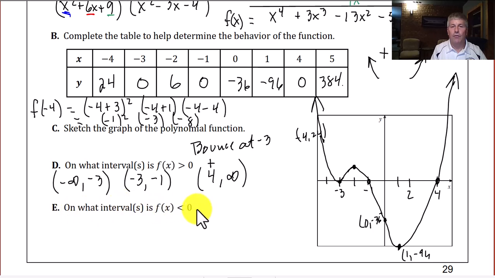On what intervals is f of x less than 0, or negative? That's going to be from negative 1 to 4, non-inclusive of negative 1, and also non-inclusive of 4.